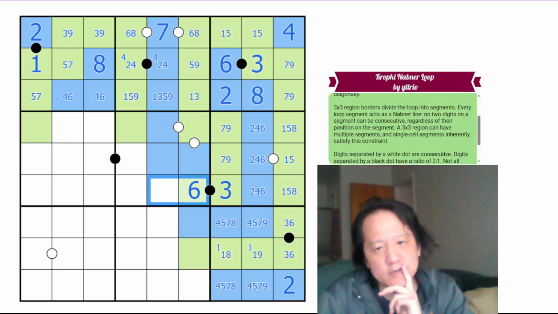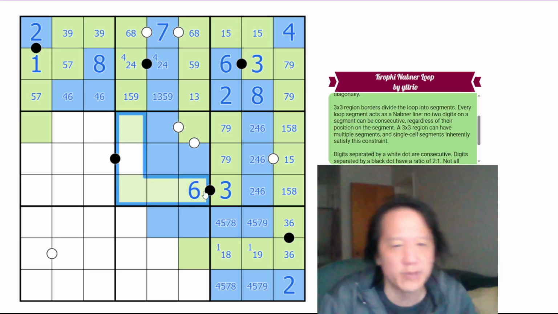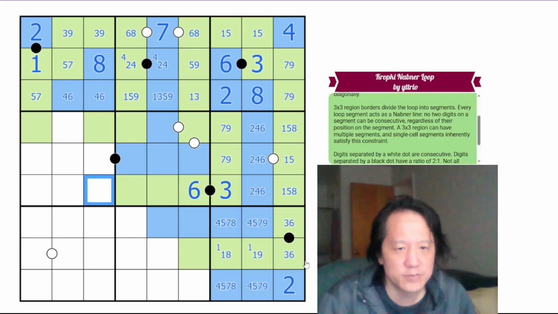So this has to go this way. It cannot go down because then that would have to necessarily connect that loop. So this has to go then this way. It cannot connect this way because this is 5 length Renband or Nabner line, which would be with a 6, and that's not possible. So it has to exit out. So it must exit that way. This must exit that way.